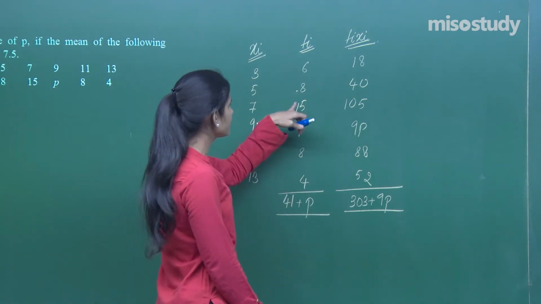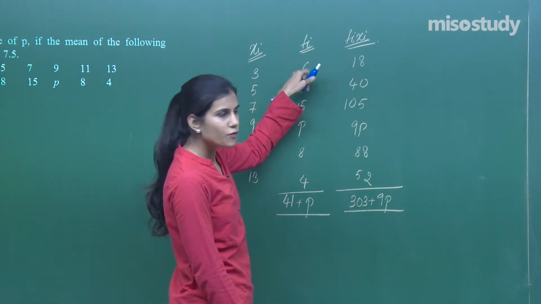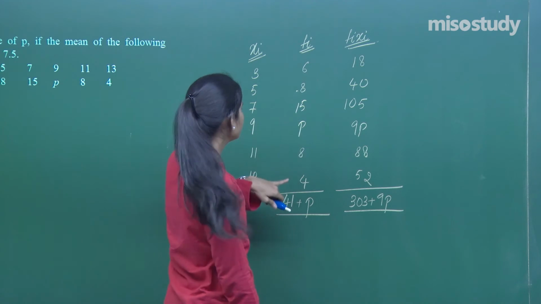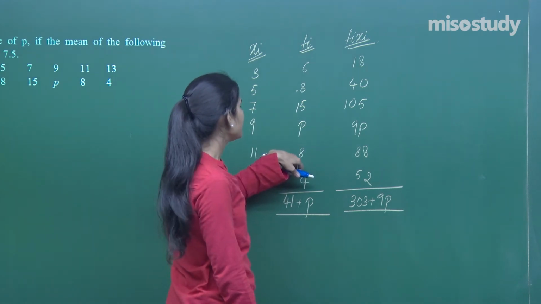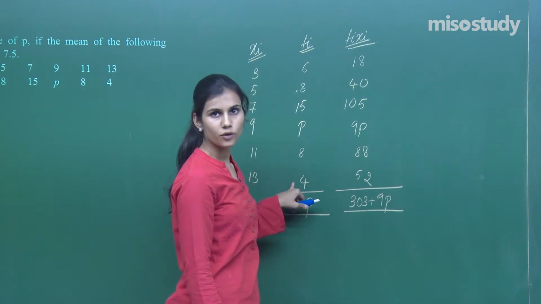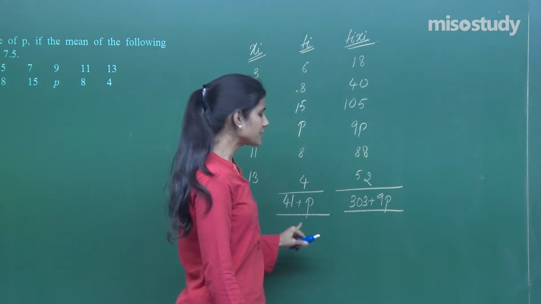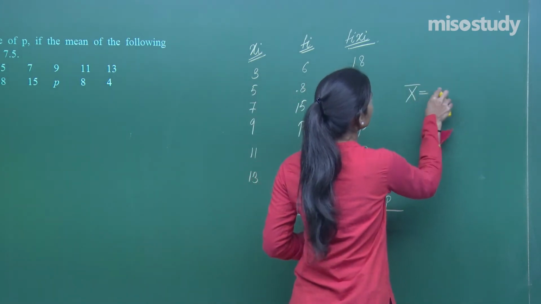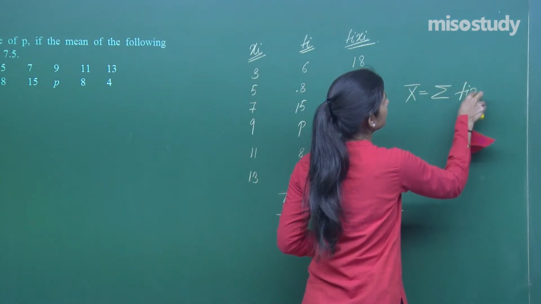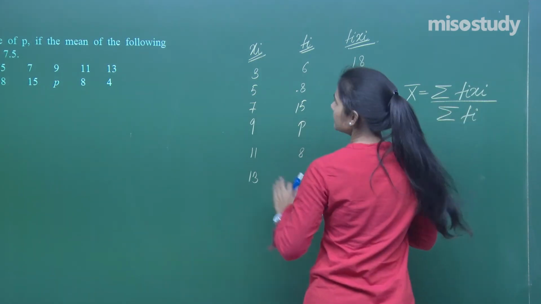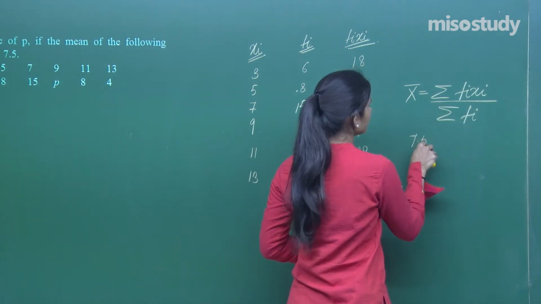Let's just check. 8 and 6 is 14, 24, 29, 29 and 1, 30, 37, 39, 40, 41. So you have 41 plus p as the sum of fi's. Now you know mean is summation fi xi upon summation fi. Mean is given to you already as 7.5.